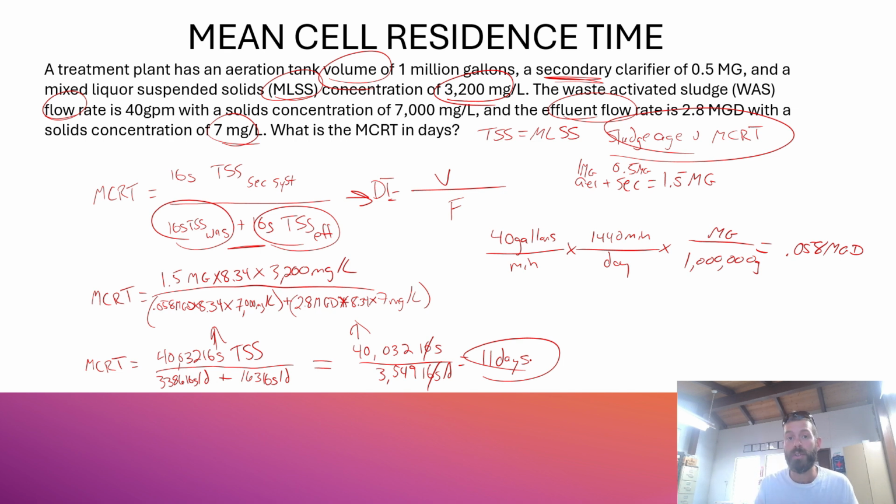Now, you need to master this because all we've done here is figured out what our MCRT is. Grade 3, what you need to do is figure out how to control your MCRT. Okay, and that's using that wasting rate calculation, which we'll do later. But all I can do right now is figure out what my MCRT is. The advanced portion of this problem is I have a target MCRT and I need to figure out what my WAS pump should be set at. Okay? And we will go over that at a later time.